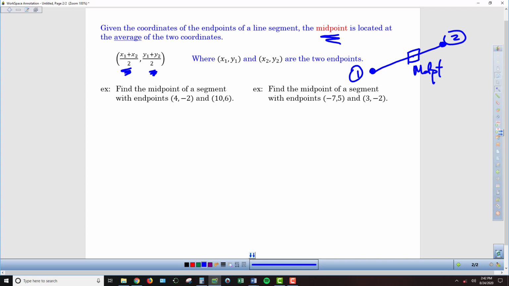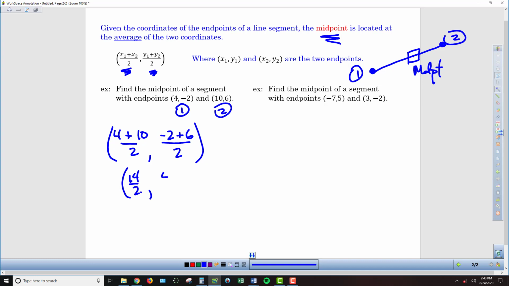So if we take this first example here, so if we call this point 1 and this point 2, to get the coordinates of our midpoint, we're going to add 4 plus 10 and divide that by 2, and then we're going to add negative 2 plus 6, add the two y-coordinates, and divide by 2. So 4 plus 10, got 14 over 2, negative 2 plus 6 is 4 over 2, so then just reduce those fractions, and our midpoint is 7, 2.